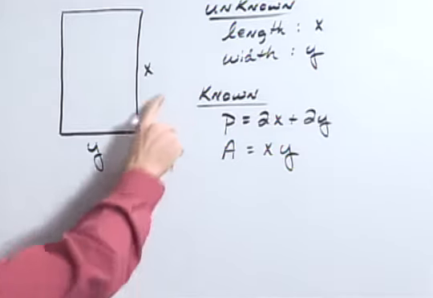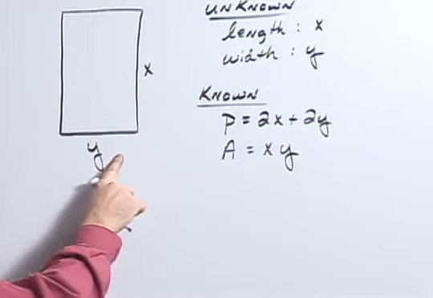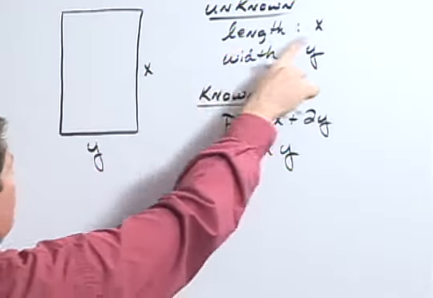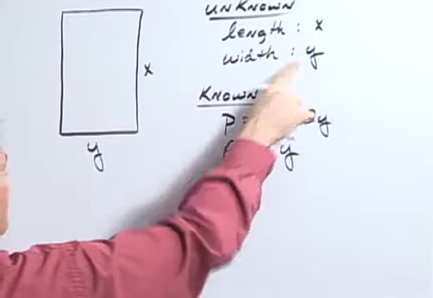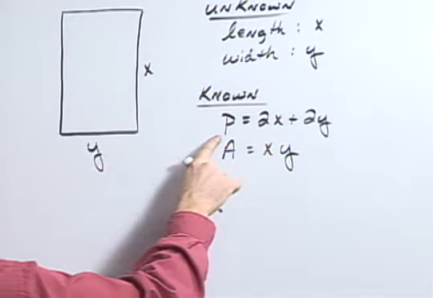A rectangular corral has a perimeter of 340 feet and an area of 6,000 square feet. Find the dimensions of the corral. Here I've drawn a rectangle to represent our corral, and I've labeled our unknowns, the length as x and the width as y. There's a few knowns that we have.